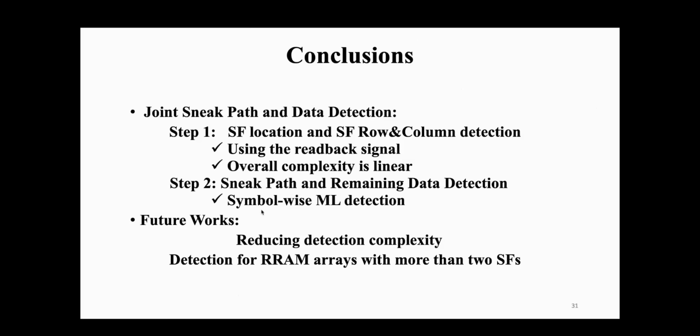Now let's conclude the talk. We proposed a joint sneak path and data detection scheme for RRAM. The scheme first detects the selector failure locations and the SF rows and columns, based on which sneak paths and the remaining data are detected. Future works involve reducing the detection complexity and developing detection schemes for RRAM with more than 2 selector failures. Thank you for your listening.